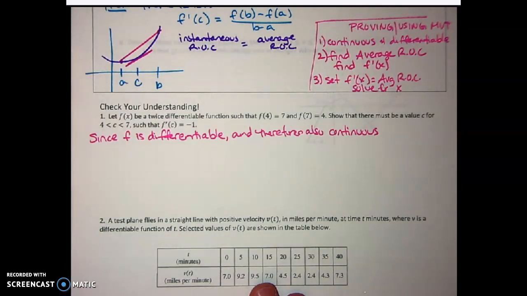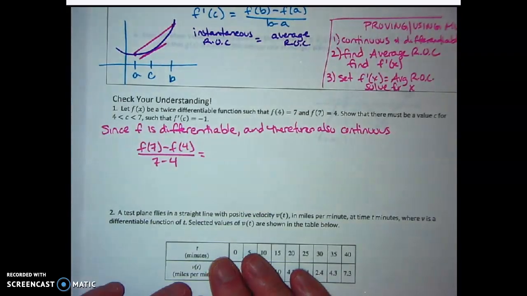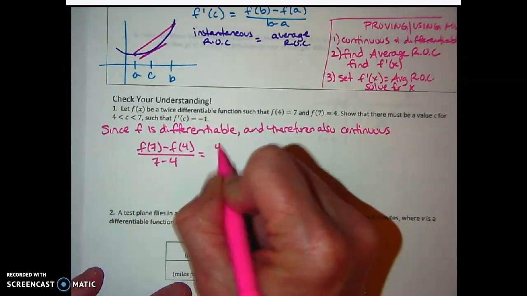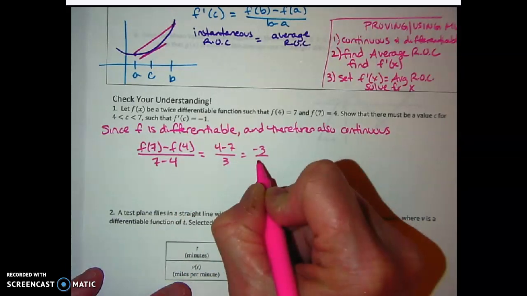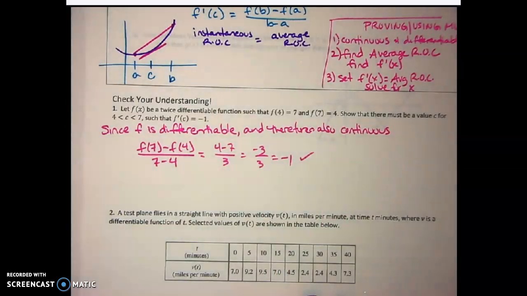So we just need to prove that the average rate of change is what the given first derivative is, which is -1. So stop the video and go ahead and find that average rate of change. The average rate of change is just the slope, so the y minus y over x minus x. So we get 4 minus 7 over 3. And when we simplify this, we do in fact get -1.